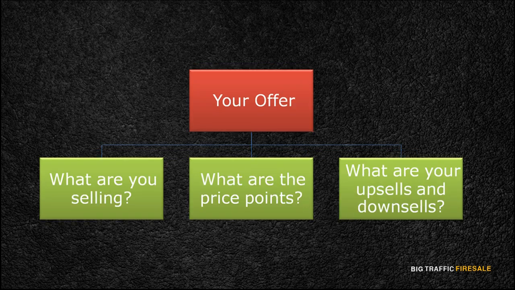The second variable is your offer. You must be sure of what your offer is. What are you selling? What are the price points? What are your upsells and downsells? An effective way to model your offer, of course, is by reverse engineering. How? Go through or purchase your competitor's offer. Yes, that's the ultimate secret.